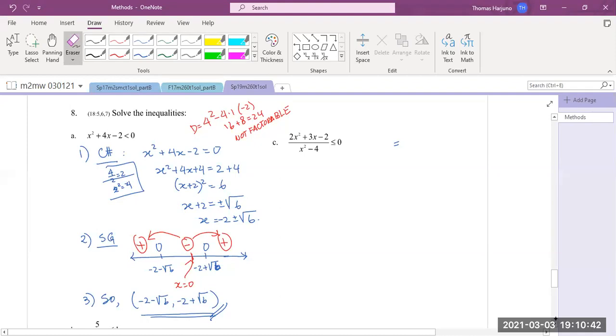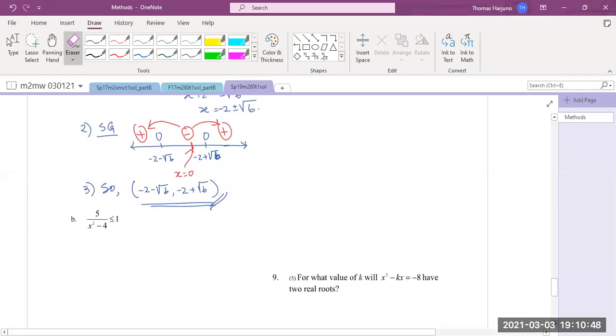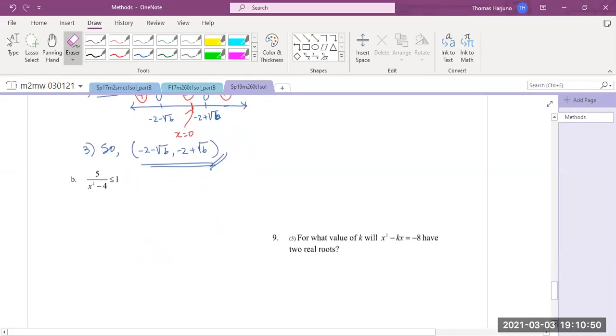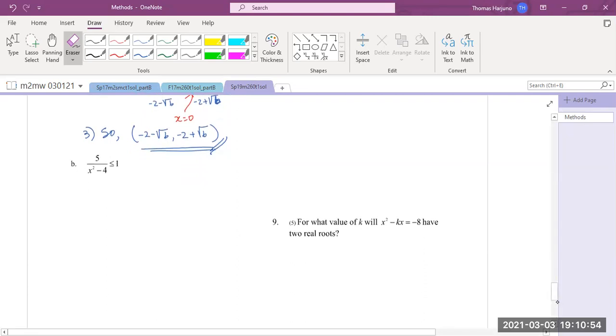That's for 8A. Let's see 8B. This one. Rational inequality, that is a bit tricky. If you get used to it, you don't see that as tricky. But the tricky part is a lot of students misunderstood and they think they can just multiply by x squared minus 4. That's a big no-no. Because we don't know if x squared minus 4 is positive or negative. That's why we don't do that.